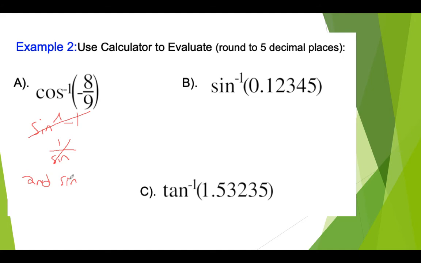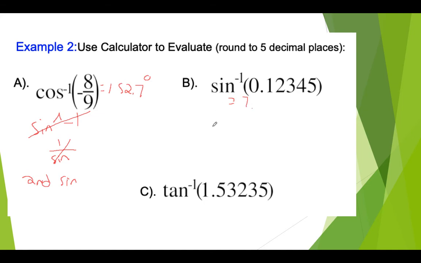So I would type second sine -8 divided by 9, and you get about, except that's cosine. So second cosine -8 divided by 9, you get about 152.7 degrees. Okay. Second sine 0.12345. Get about 7.